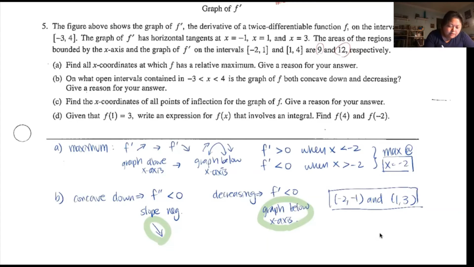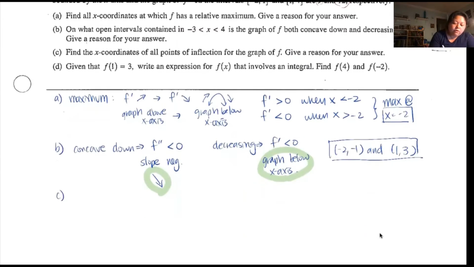Okay. Part C, find the x-coordinates of all points of inflection on the graph of f. Give a reason for your answer. So for a point of inflection, that's when f double prime equals 0. Again, in this picture, that means the slope of this graph is equal to 0. But most importantly, in order for it to be a true point of inflection, not only does your f double prime have to be 0, your f double prime has to change signs. It has to change concavity from a positive concavity to a negative concavity and vice versa.